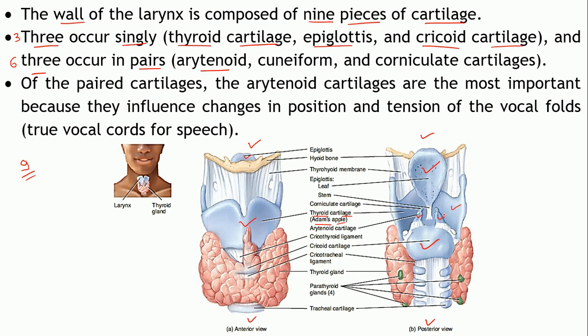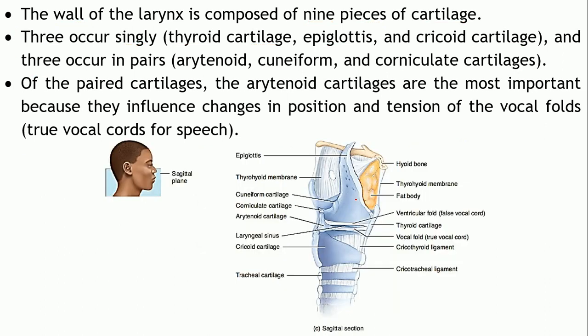Okay, then the corniculate cartilage. Okay, now corniculate cartilage is located just superior to this arytenoid cartilage, right? It's attached to it, horn like structures. Okay, so that's your corniculate cartilage.